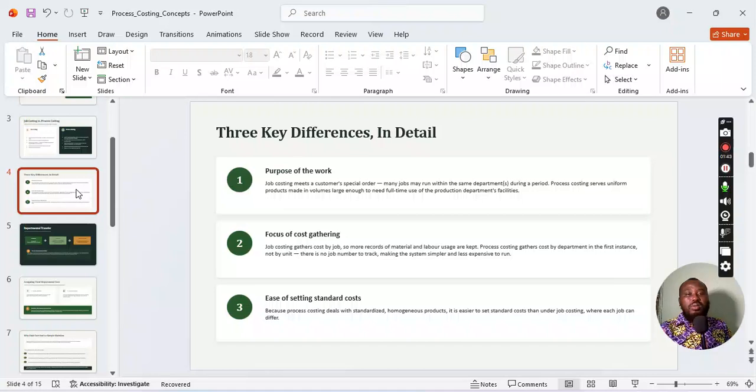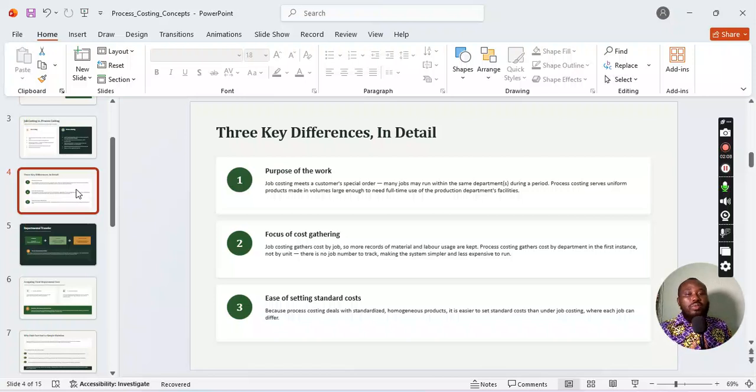So we're going to look at the key differences between job and process costing, which has to do with the purpose of the work. Job costing is all about meeting customer specific orders based on their specification. Process costing serves the production of homogeneous products in large quantities, unlike job costing that has to do with the production of specific products to meet up with the demands of a customer.